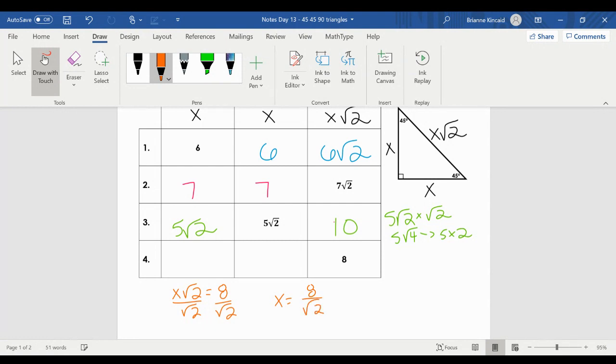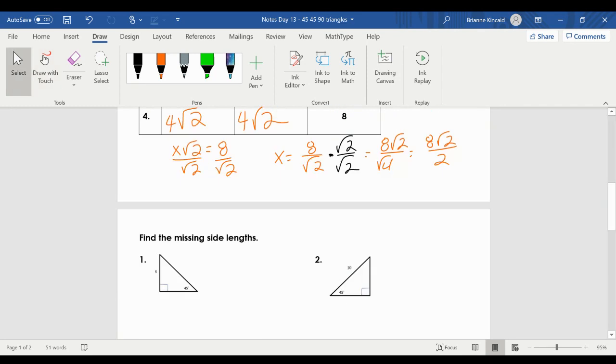You should have a red flag because you can never leave a radical in the denominator. So we rationalize. We multiply by radical 2 over radical 2, which will give us 8 radical 2 over the square root of 4, which is 8 radical 2 over 2. And then I can divide the 8 and 2 because they don't have radicals. So that would be an answer of 4 radical 2. And then these can always be checked on calculators.